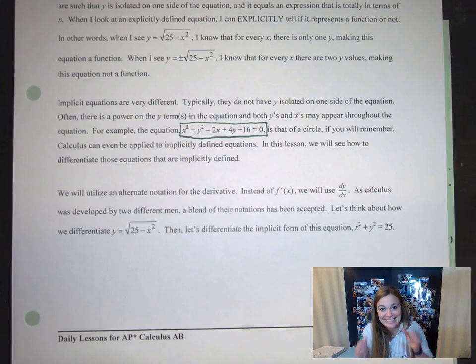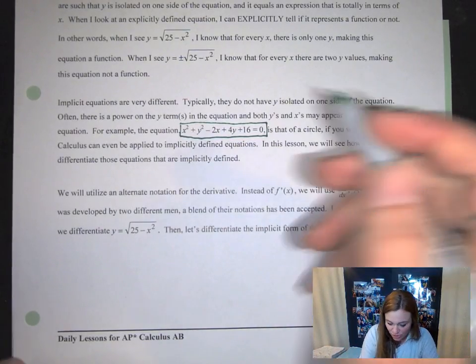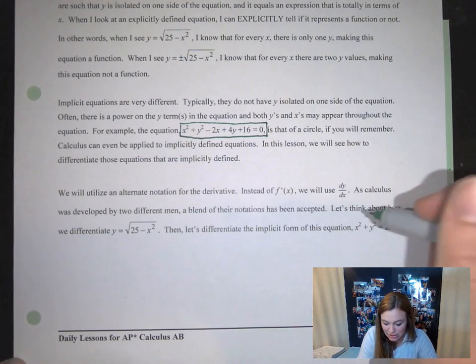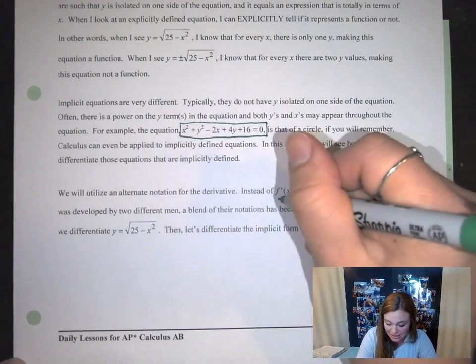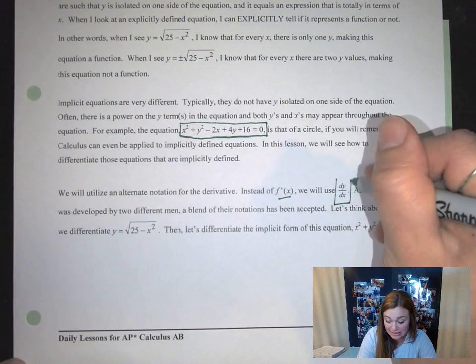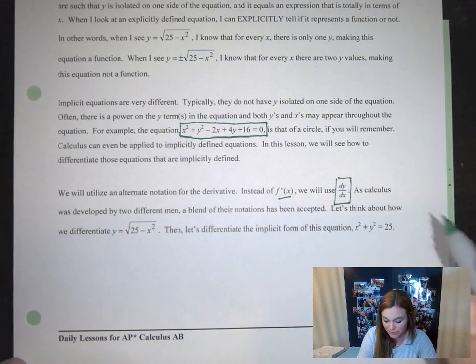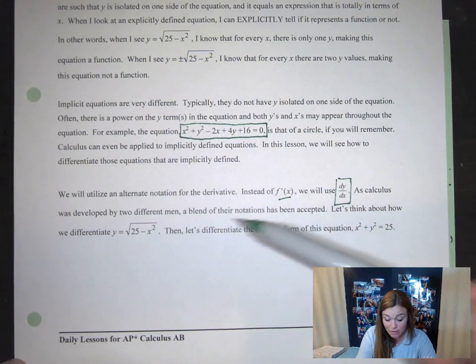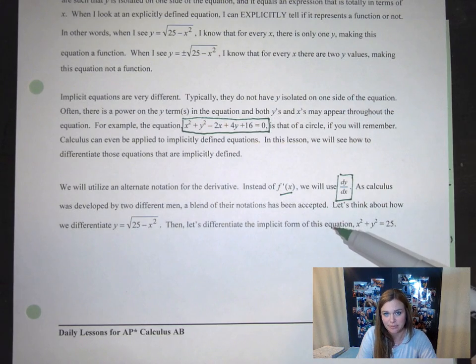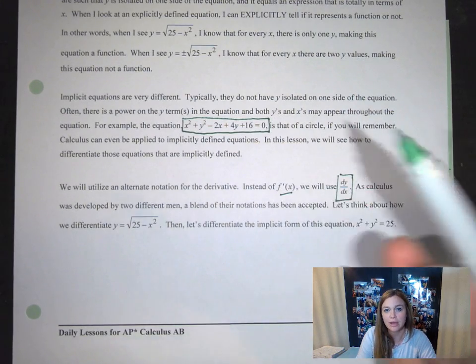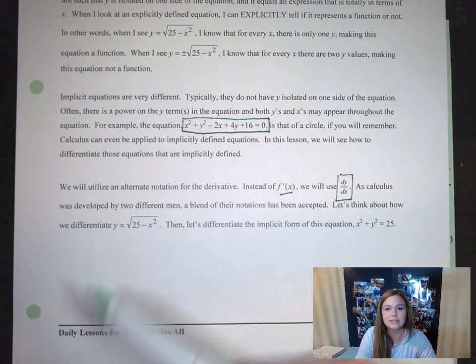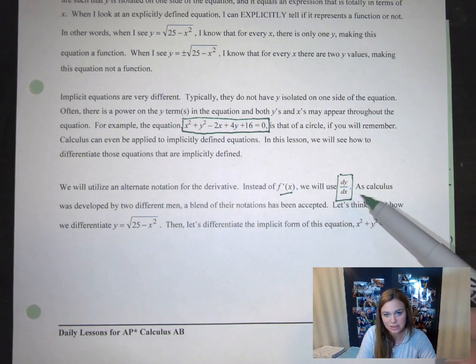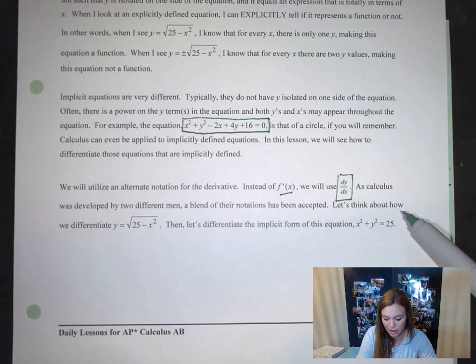But you can. Yes. So we'll utilize the alternate definition for the derivative. So instead of f prime, we're going to be using dy dx. So Leibniz for the win on this one. As calculus was developed by 2 different men, a blend of their notations has been accepted. And this is true all throughout every unit we do. We use the one that suits our needs best. In this case, the dy dx is preferable, and you'll see why.